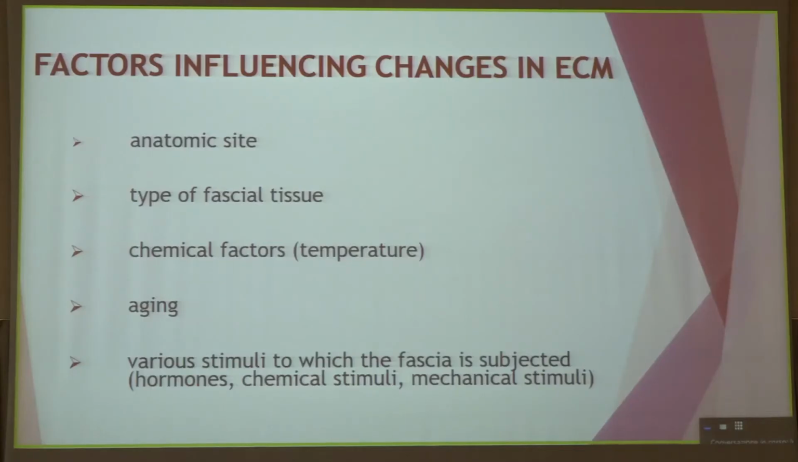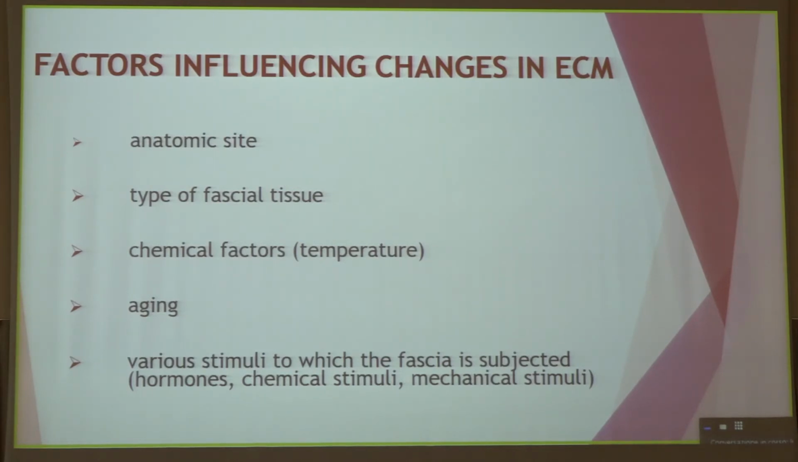So when a fascia has much more gliding properties, there is much more hyaluronan there. But also other physiological and pathological factors can change the extracellular matrix.